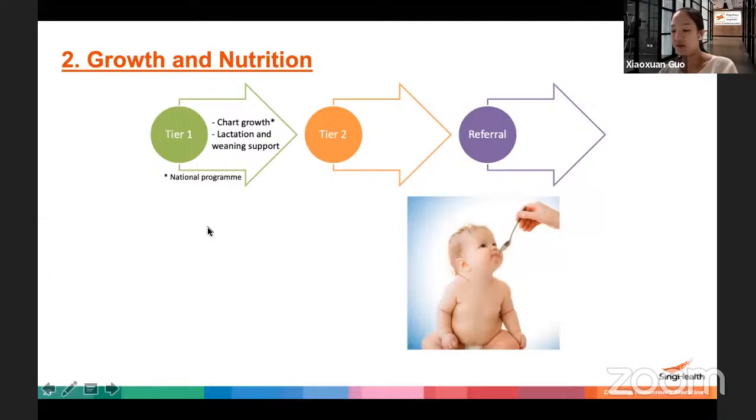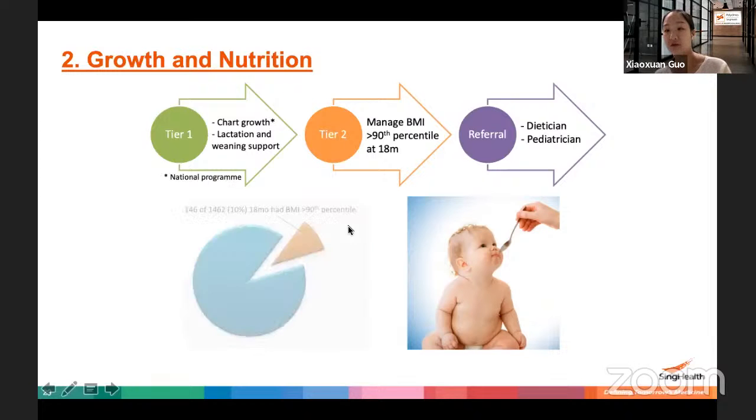At 18 months, if the child's BMI is greater than the 90th percentile, they go on to Tier 2, where a nurse will provide basic nutritional counseling. The child may be referred to the clinic's dietitian, and a follow-up with a Tier 2 doctor in 6 months can also be made. If the child is found to be more than the 90th percentile, then they get referred to a pediatrician. To date, almost 1,500 18-month-olds have been screened, with about 10% who have been screened to be at risk for obesity.